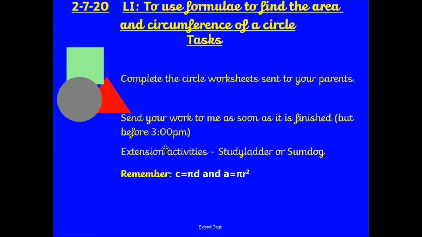So it's now time for you to go and have a go at your work. So complete the circle worksheets have been sent to your parents. That will be looking at area and the circumference of a circle. So please remember these formulas. The circumference of a circle is equal to pi d, so 3.14 times the diameter. And the area is equal to pi r squared. So that's 3.14 times by the radius squared.